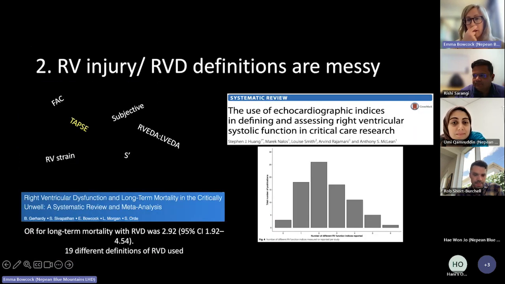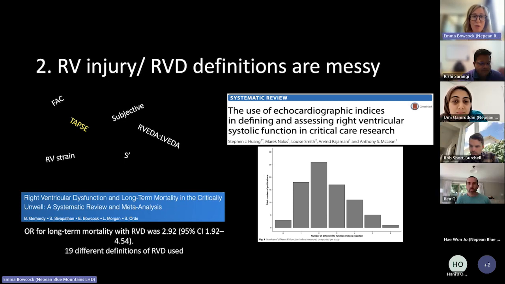The problem with RV injury and RV dysfunction is that the definitions are very messy. I used to think that it's so messy we need a perfect silver bullet to know what we're all talking about. But I'm increasingly becoming a bit more skeptical of that, and I think it's more about RV patterns. I'll come back to talk about how we can think about RV phenotypes. But anyway, the definitions of RV dysfunction are pretty messy.